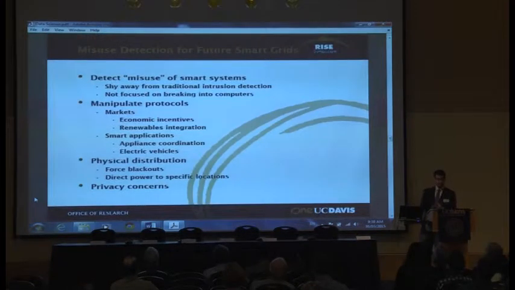So having said a little bit about the power grid, some of the ideas we're going forward with is to use misuse detection for the smart grid. We want to shy away from traditional cybersecurity where we're just detecting intrusions and focus more on how protocols can be broken. From a market perspective, we want to look at economic incentives as well as the integration of renewables. For smart applications such as electric vehicles, we want to look at appliance coordination and how it can affect that load distribution we saw on the previous slide.